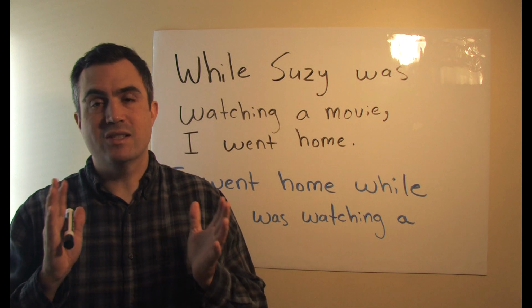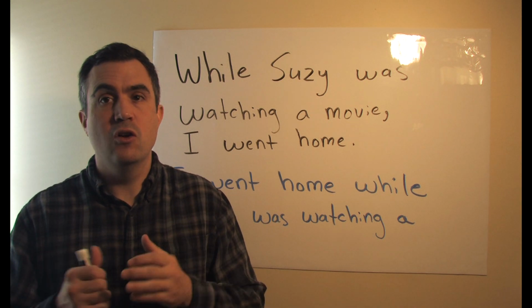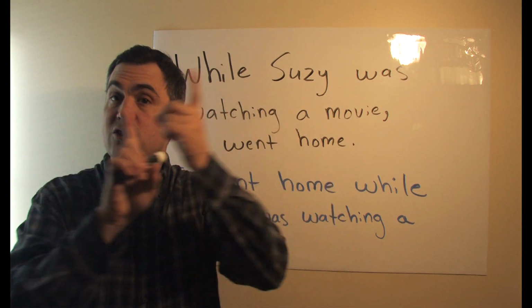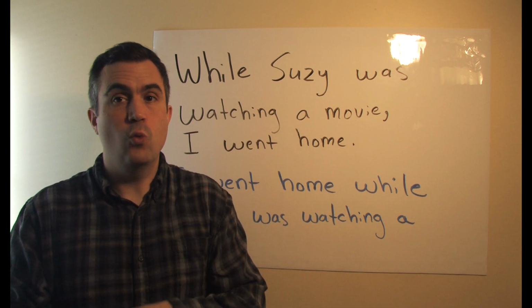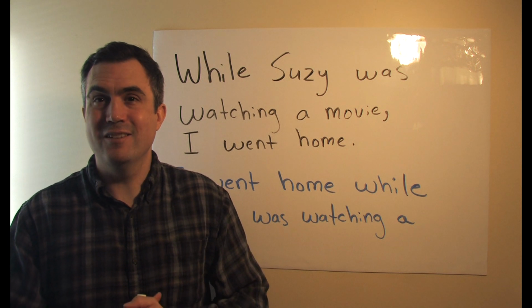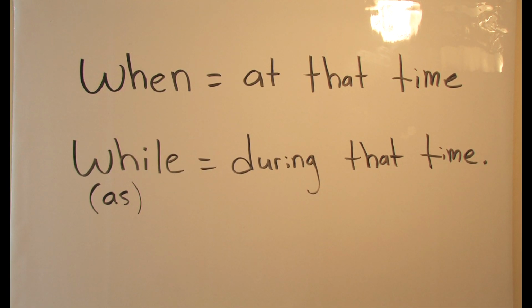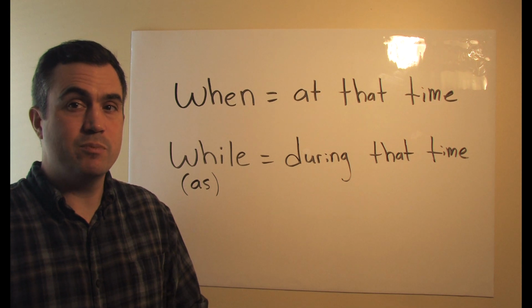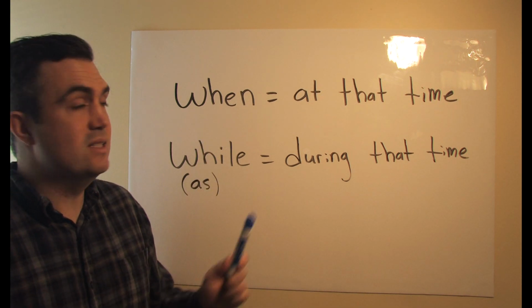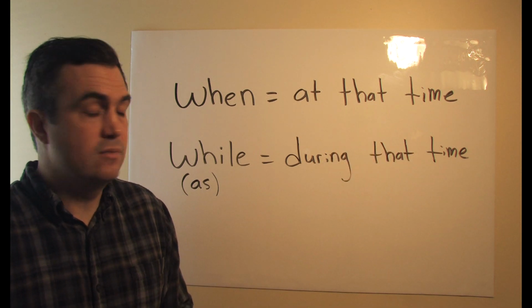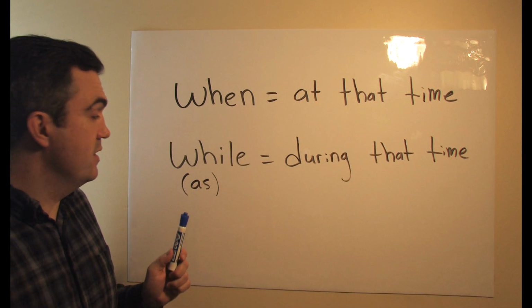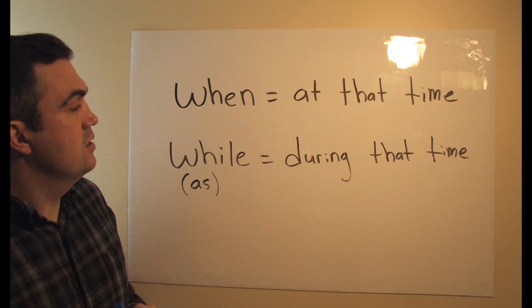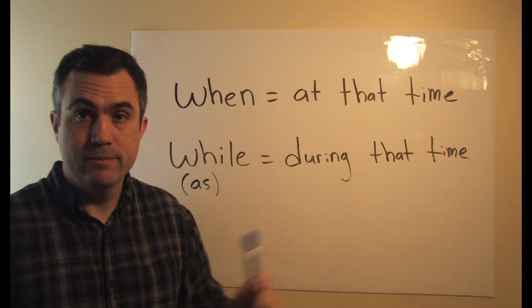So again, when we start the sentence with when or while, we will use a comma. When we switch the clauses the other way, we don't use a comma. Understand? Okay, here's something to help explain. When means at that time. While, or in this context, as, means during that time.